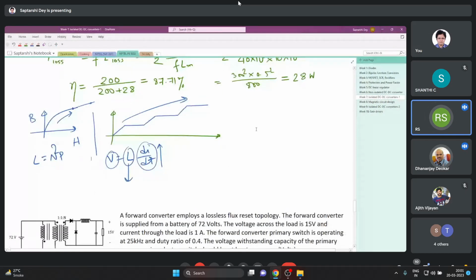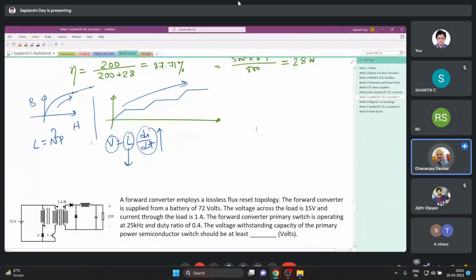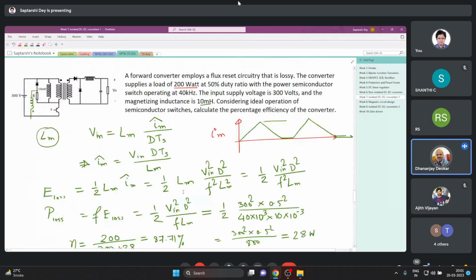Sir, in this lossless core reset, the next problem is non-lossy dissipation. Here the efficiency will be more than what we have to dissipate to reset. The next one is ideally 100% efficient, theoretically 100% efficient. There the question is different. We'll see.